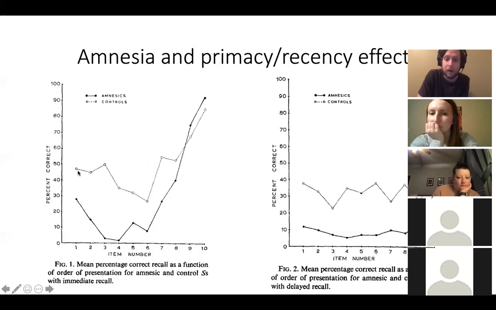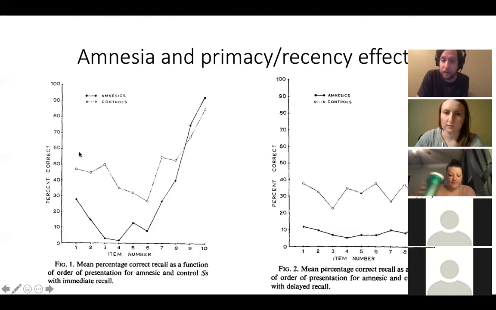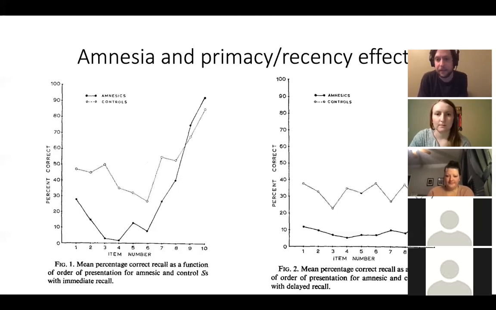They benefit more from the numbers at the beginning of the sequence, presumably because controls are able to use their long-term memory. Whereas amnesics do show a little bit of a primacy effect, but you can see there's like a 20% difference right here. The controls are way better at remembering numbers at the beginning of the sequence compared to amnesics, who are 20% worse or so on average. So what this suggests is that people with amnesia are not able to use their long-term memory to the same extent as the controls to help them remember the stuff at the beginning. The primacy effect in people with amnesia is weakened because of their inability to use their long-term memory.